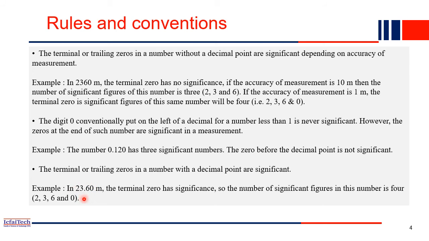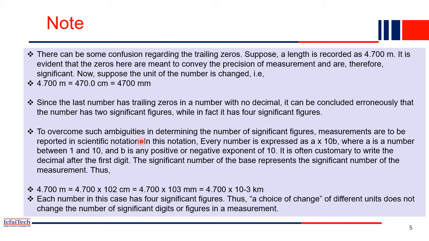So a total significant number, maybe it has 4, like 2360, all 4 may be significant. So these are the rules, 6 rules basically we have discussed, for the significant number reported. Whenever you go to site, you have to measure the length, right? Length or angle, whatever measurement we take, we have to record it on paper.